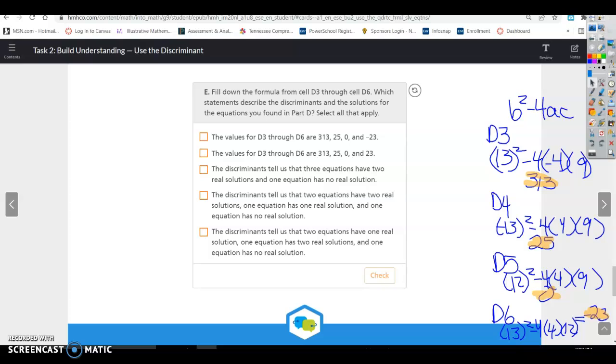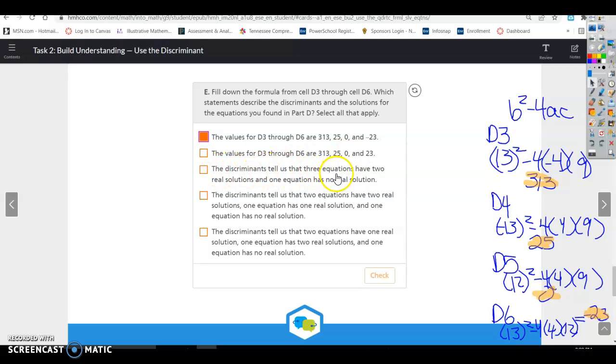Now it says, fill down the formula for cells D3 through D6. Which statements describe the discriminants and the solutions for the equations you found in Part D? Select all that apply. The values for D3 through D6 are 313, 25, 0, and negative 23. So those are the four values we found for the discriminant. This one's not correct because the last one they have is a positive number.